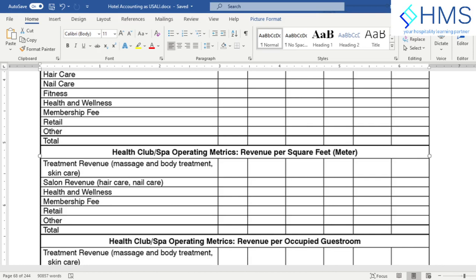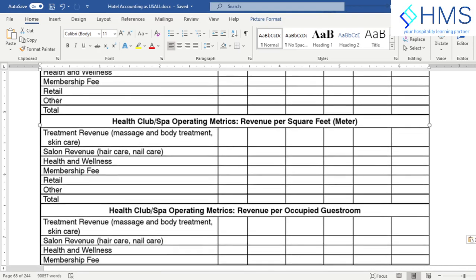If, let's say, the treatment per square meter is much higher than the spa or the salon, then maybe to maximize the revenue of the hotel, the hotel can decide that we may want to convert all our salon to be treatment space, so that you have a higher per square meter revenue, right? So that's how you can look at the operating metrics and analyze the profitability.